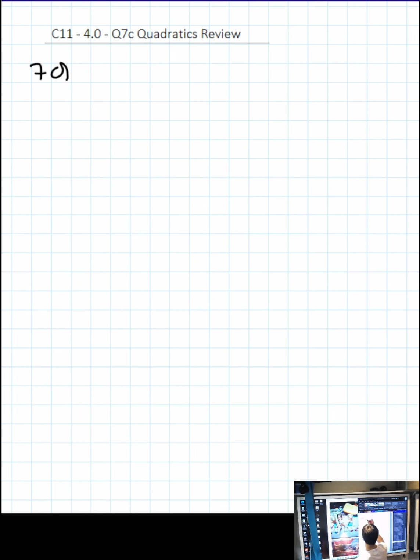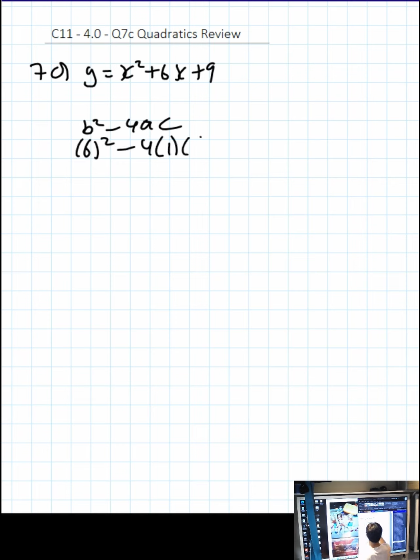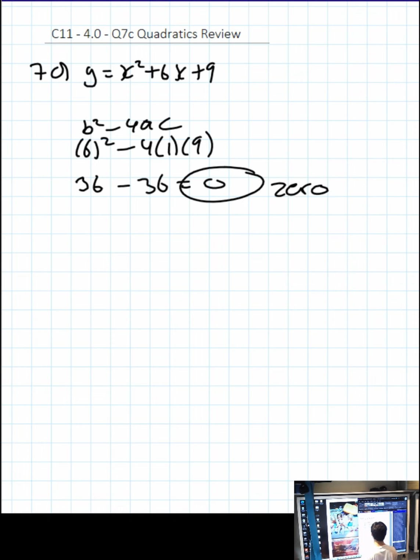So we have y equals x squared plus 6x plus 9. If we write that into the discriminant, we can say b squared minus 4ac, and we can substitute. So we have open bracket, 6 close bracket squared, minus 4 times 1 times 9. Now we get 36 minus 36 equals 0. So let's circle 0, and let's spell out z-e-r-o. It's equal to 0. So we have one x-intercept, one solution. Let's write down one solution.